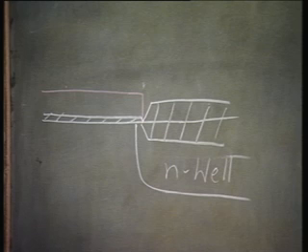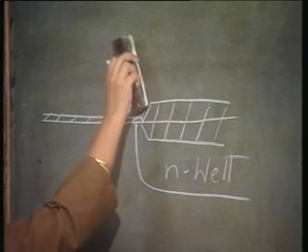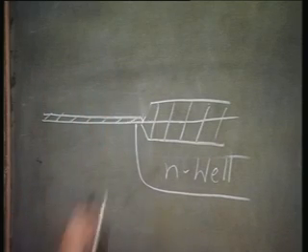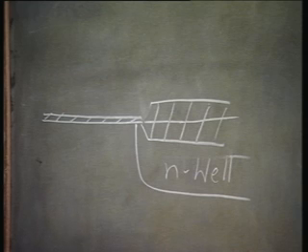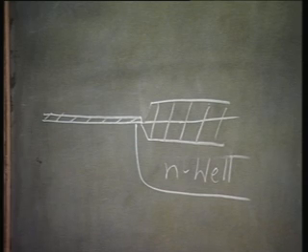Next step, what do you have to do? You have to form your P-well. In order to do that, first you strip off the nitride. Okay. Now, I carry out a boron implantation. I do a P-well implantation.